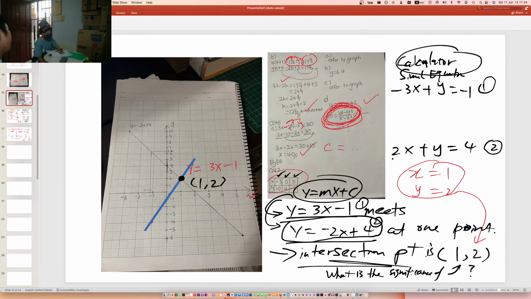Why you want to get it into this format? To read it easily. Read what? To read the numbers easily. What numbers are you talking about now? 3x minus 1? Wrong. To read what easily? Equation. You see?